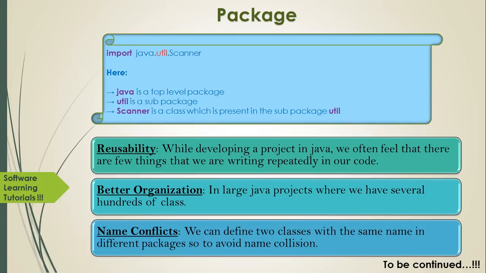The third one will be very useful: name conflict. In Java you cannot create two classes with the same name under one package. So what developers normally do is create different packages. Let's say we have a login functionality for the admin and for the normal user. I will create two packages called admin and normal user, and I will have the login class in both of them. Whenever I want to use the class, I will use the package name to make sure it does not get conflicted.